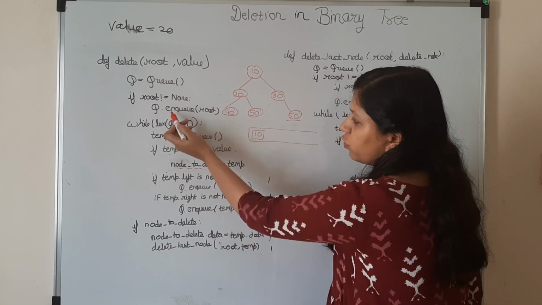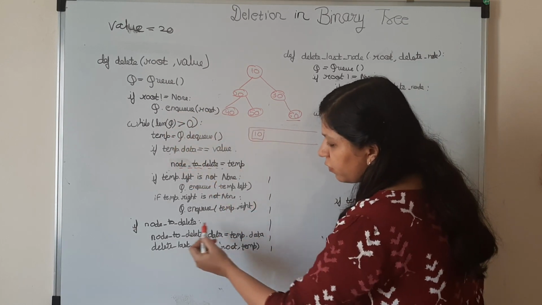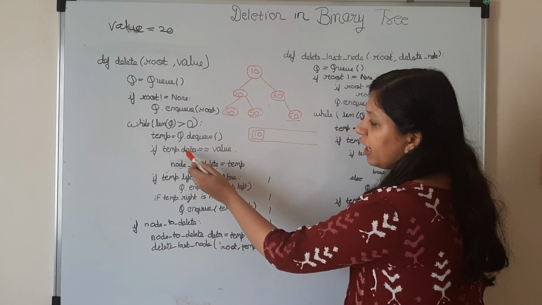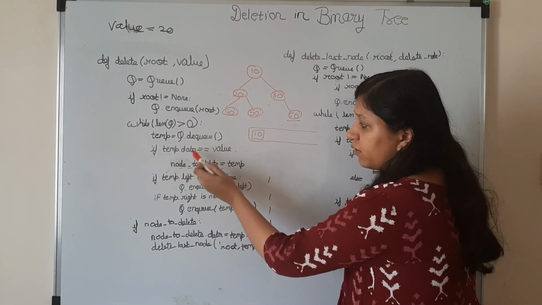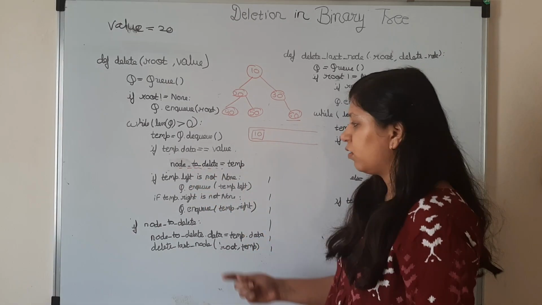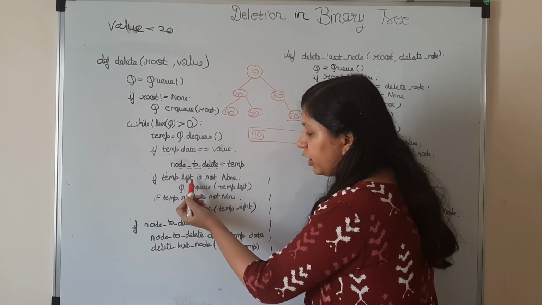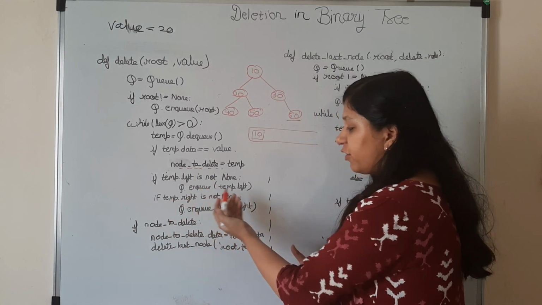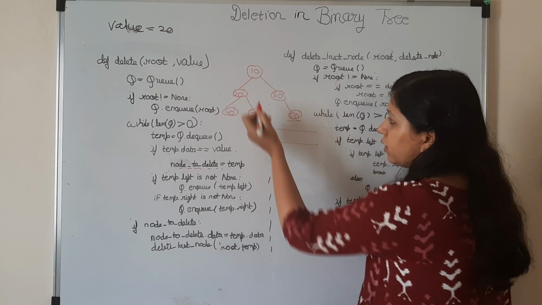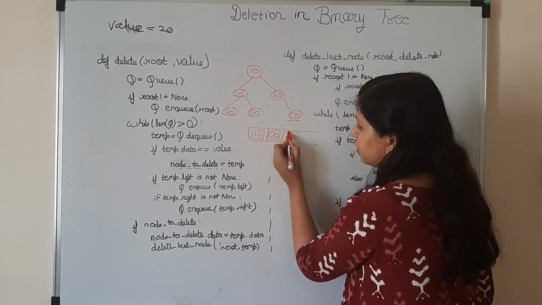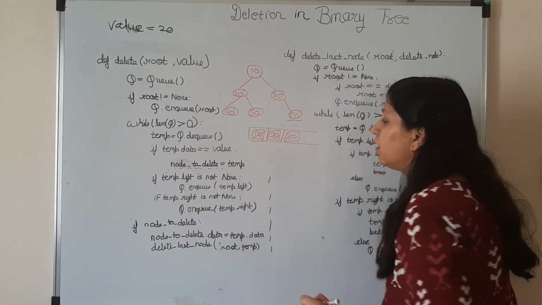If root is not equals to 10, we are pushing it. Then comes your loop. Firstly, every time we dequeue it, then we check its value. If it is equals to value, then we keep its reference in node to delete. We'll check if temp dot left is not none, we'll enqueue it. Similarly, we'll check its right. If it is not none, we'll enqueue it. So in this case, we'll enqueue 20 and then 30 after dequeuing it.